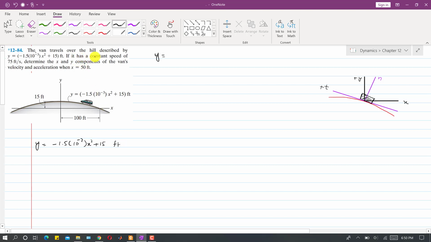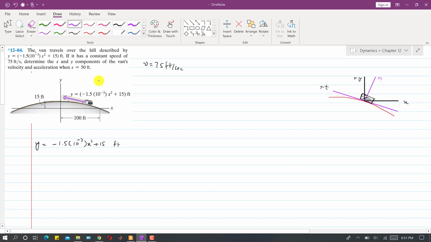So it is said that it has a constant speed of 75 feet per second. So we are given the velocity magnitude. So the velocity magnitude is 75 feet per second, and since this is the magnitude of the velocity, this velocity will be tangent to this path. So if we want to draw the velocity vector, then that velocity will be tangent to this path. The velocity direction will be, let's say like this. Let's say this is the velocity, so this velocity vector will be tangent to this y of x function.